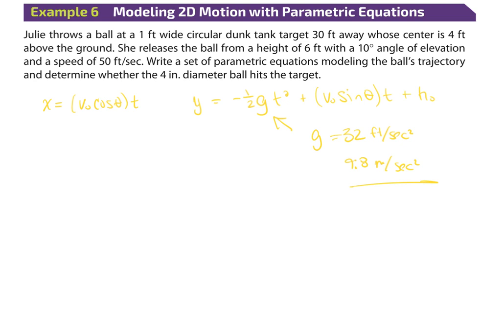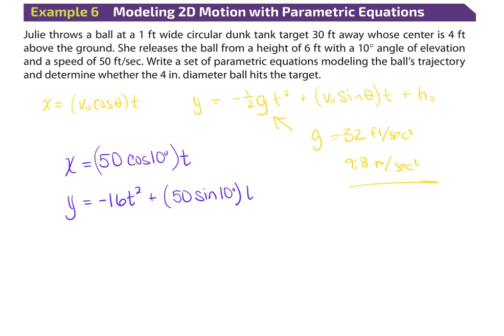All right, so we set up my x. X being how far we travel this direction, right? Left and right. So x is going to be v sub naught, my initial velocity they gave me, 50, times the cosine of my angle of elevation, which is 10 degrees, times some t. That is a parametric equation, right? X in terms of t. My y is going to be negative 1/2 times 32, well, that is negative 16 t squared, plus, again, my initial velocity of 50, sine of my angle of elevation, 10, times t, plus my initial height, that was 6. All right?